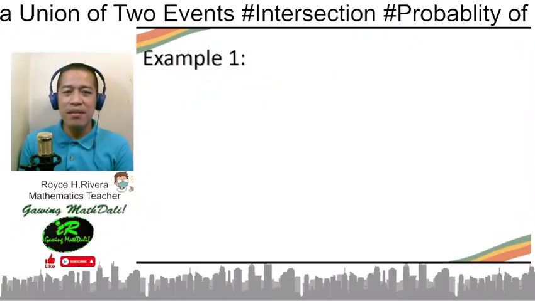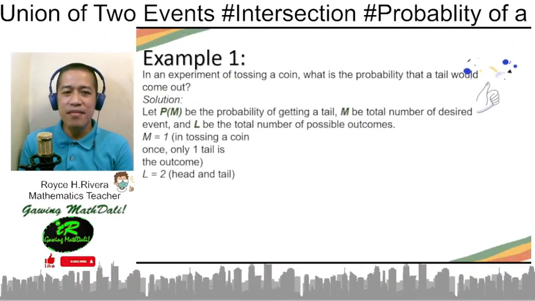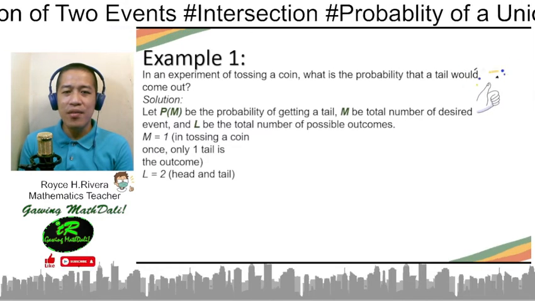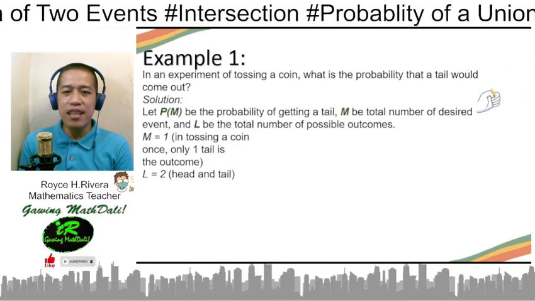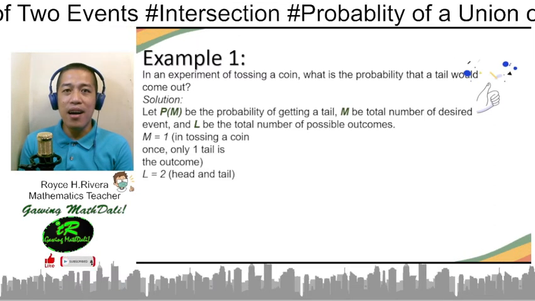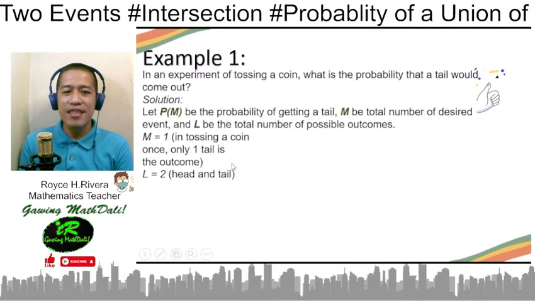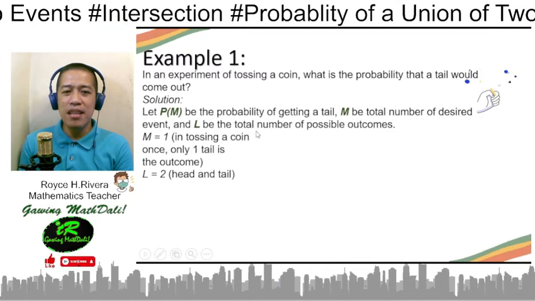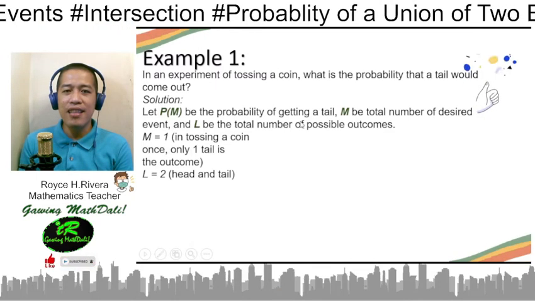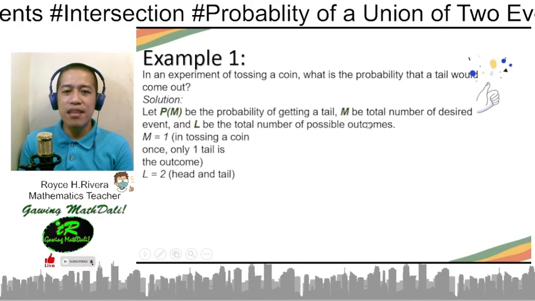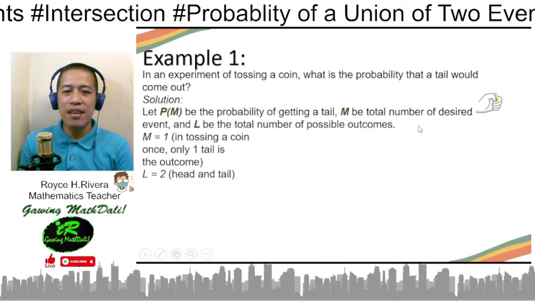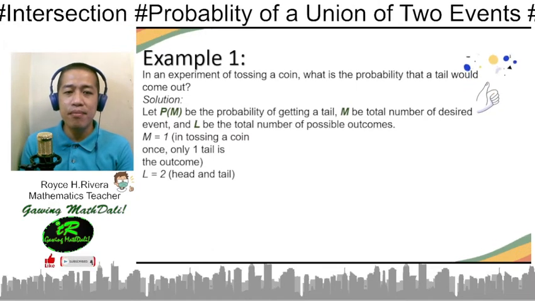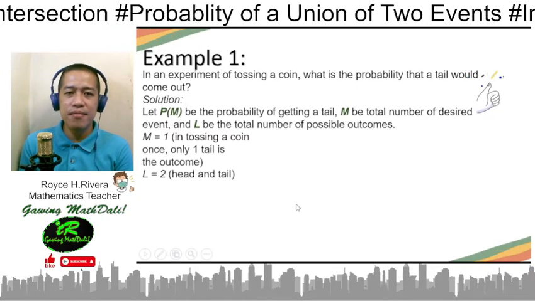Let's have our first example. In an experiment of tossing a coin, what is the probability that a tail would come out? So we let P of M be the probability of getting a tail, M be the total number of desired event, and L be the total number of possible outcomes.